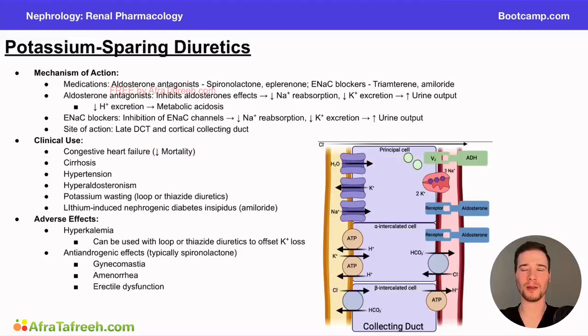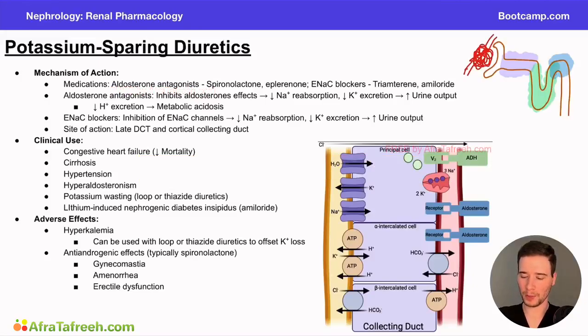So in this next video, we are now going to talk about potassium-sparing diuretics. If you recall from previous videos, we talked about how stuff is filtered through Bowman's capsule. We have PCT, where our carbonic anhydrase inhibitors act. We have the loop of Henle, specifically the ascending loop of Henle, where our loop diuretics act. We have the distal convoluted tubule, specifically the early distal convoluted tubule, where our thiazide diuretics act.